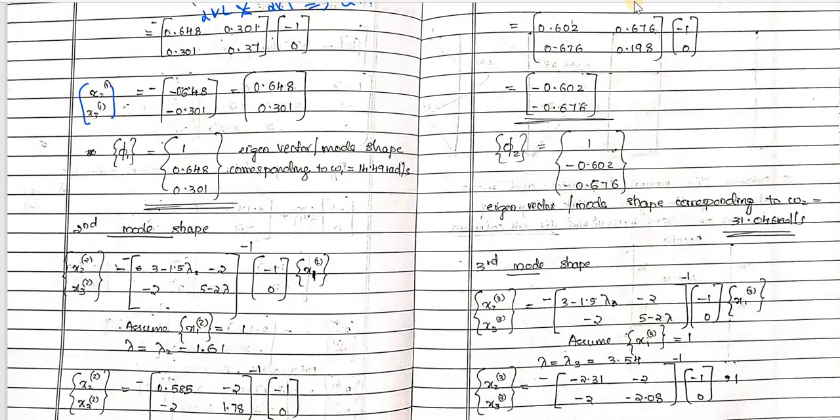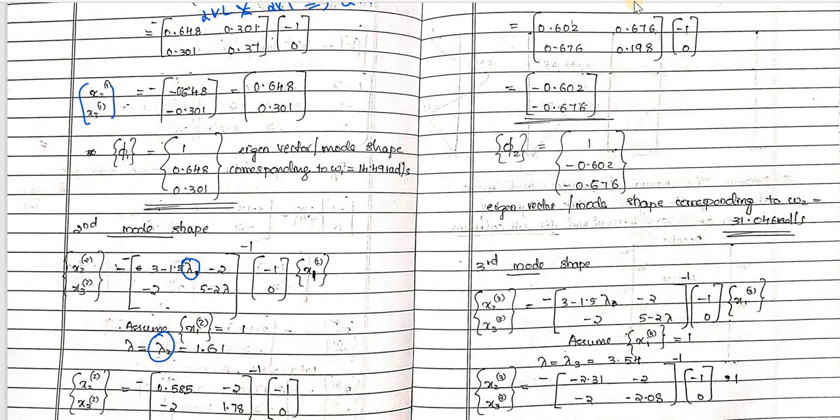Now the second one, same method only, but the only change is instead of lambda 1, here I am choosing lambda 2 and phi 1 again it is minus 1. So similarly I can find out, I am just taking all the same way which we have discussed. I will be getting phi 2.